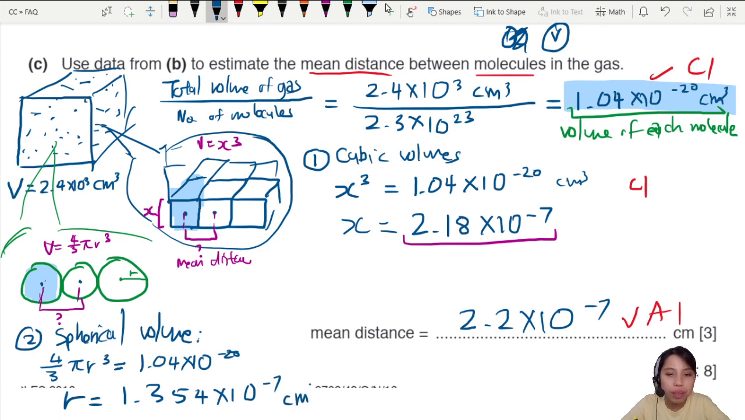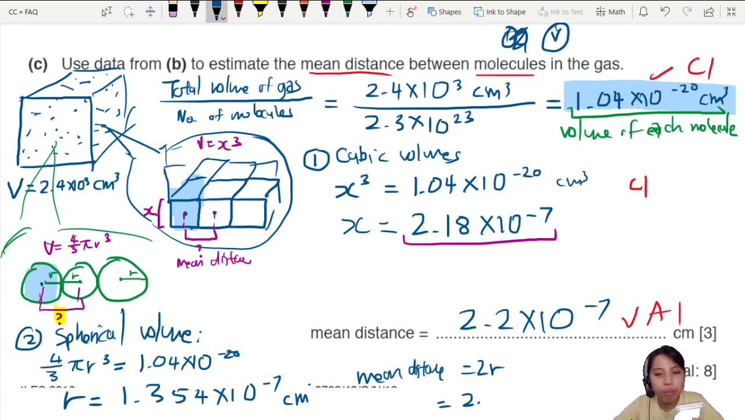Pretty small, in cm. But don't forget, we want to find the mysterious distance here, right? The mean distance. So how many radii are there between them? There's one radius here, another radius here. So your mean distance would be 2 times the radius. That would be, if you use this method to estimate, about 2.7 times 10 to the negative 7 cm. Okay, so that is how you can think of this question.